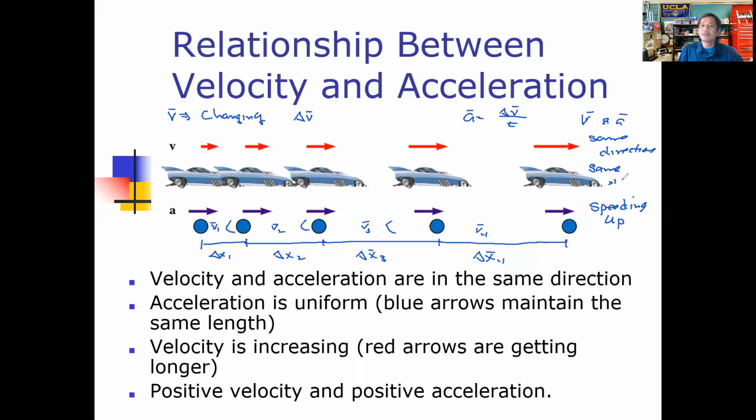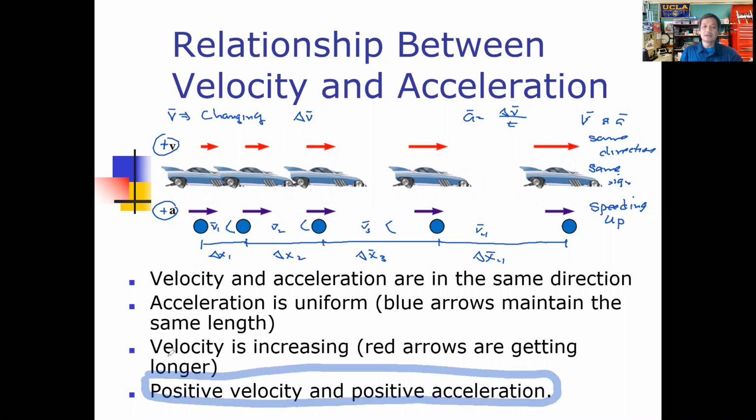Same sign. Again, we're arbitrarily deciding that along the positive x-axis, it's positive. All the velocities here are positive, and all the accelerations are also pointing towards the right, so all the accelerations are also positive. Whenever velocity and acceleration are in the same direction, the object is speeding up. So positive velocity, positive acceleration: in this case, the object is going to be speeding up.